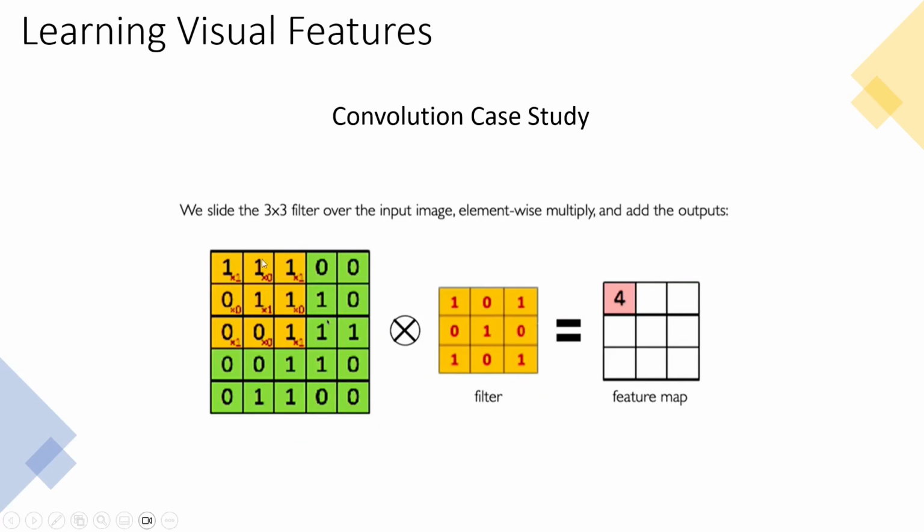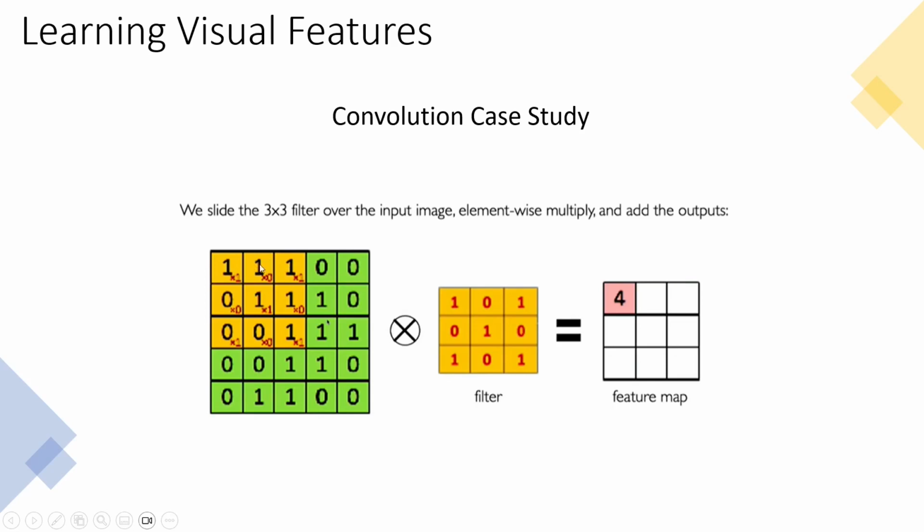So let's try to make this a little bit slower. We have seen the animation for this convolution operation. Let's try to make this a little bit slower. So this is our image. This is the convolution filter. This is a 5 by 5 image. This is a 3 by 3 convolution filter. Therefore, we will be coming up with a 3 by 3 feature map. Okay. We have 1, 0, 1, 0, 1, 0, 1, 0, 1.